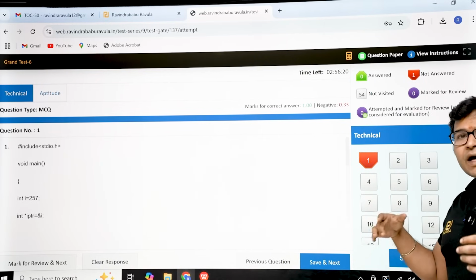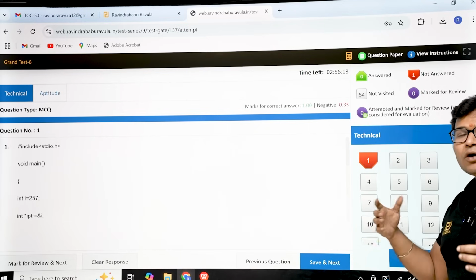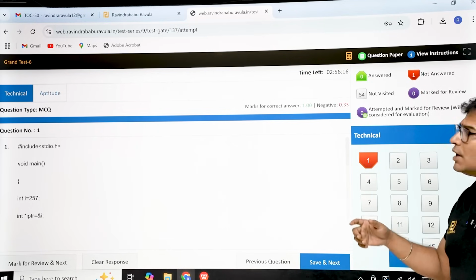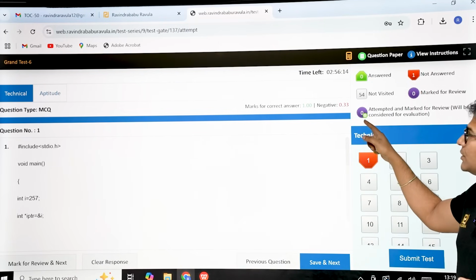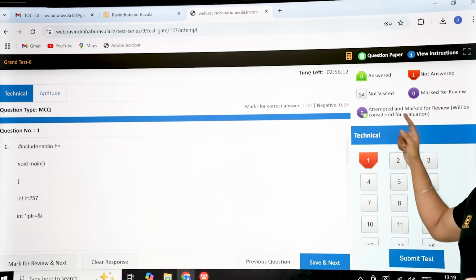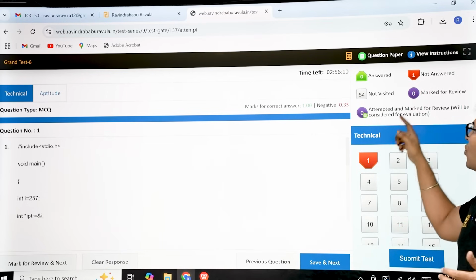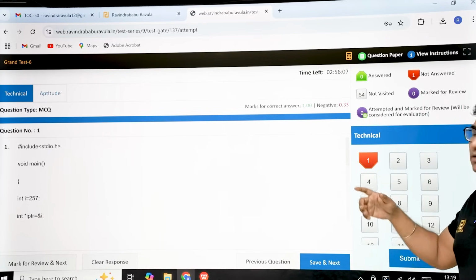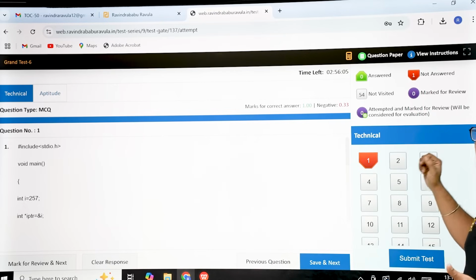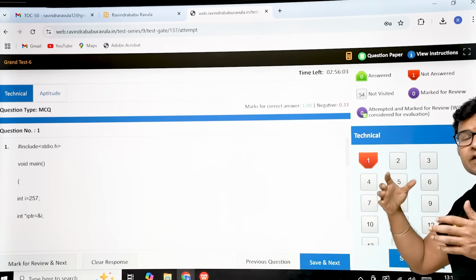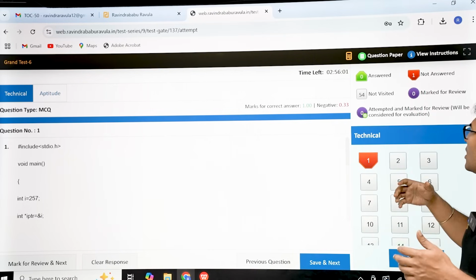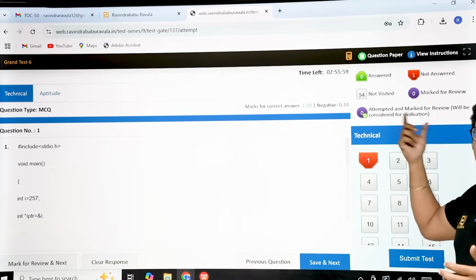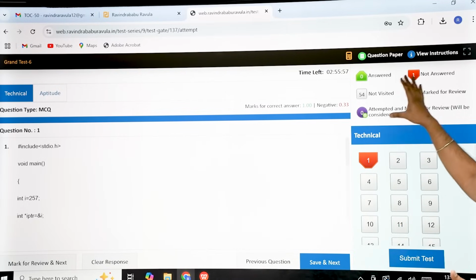Sometimes you know the answer also, but then you are not very sure if that is the right answer. Then you use this symbol. This symbol says that it is attempted. You have answered it, but you want to recheck it at the end. That is why you are marking it for review. Now, at the end, if you don't recheck it, it is considered for evaluation. Okay, so use these symbols well.